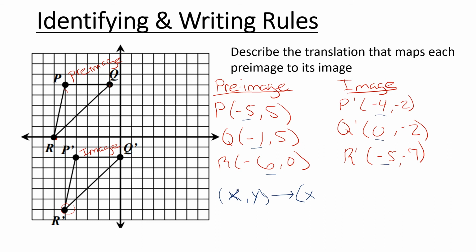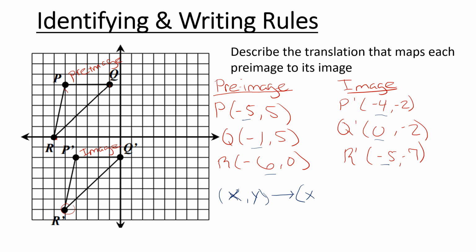The pattern is that each of my x values is increasing by 1 unit. So from -5 to -4, that increases 1 unit to the right. From -1 to 0, that increases 1 unit. And -6 to -5, that increases 1 unit.